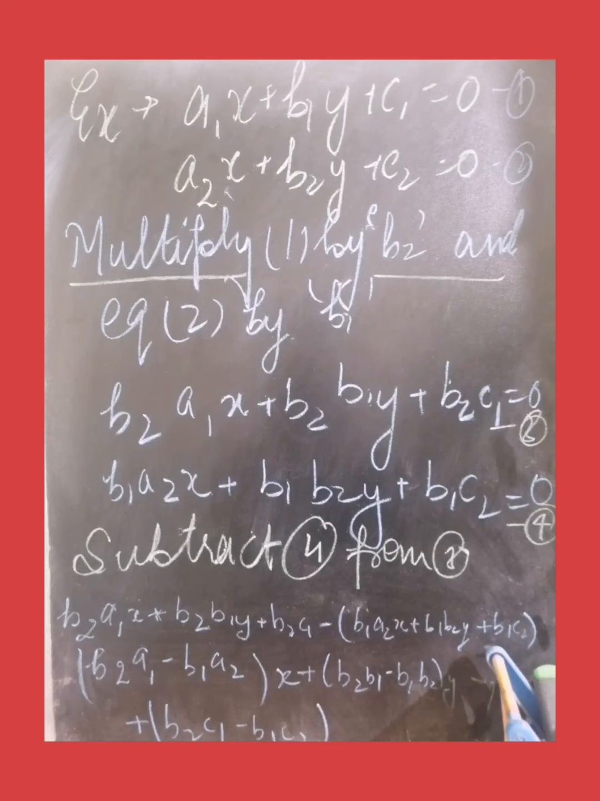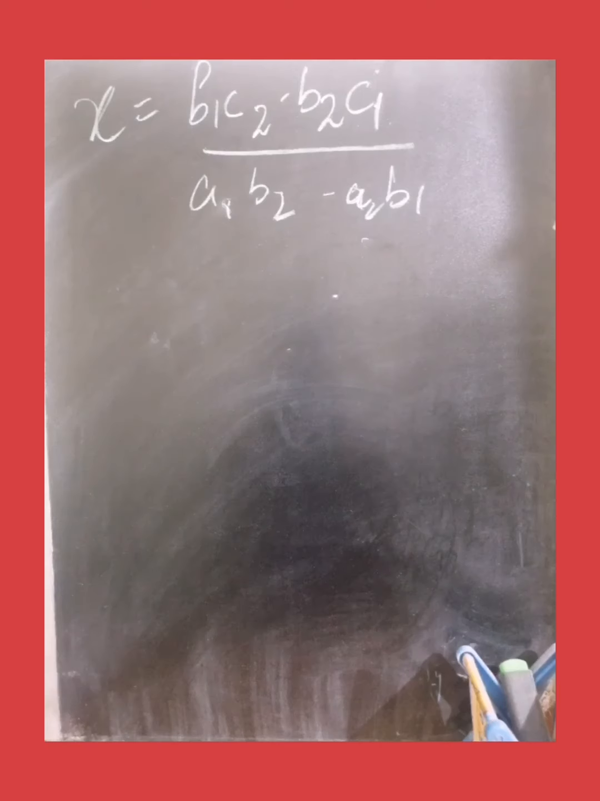Then after simplifying you will get (b2a1 - b1a2) common x + (b2b1 - b1b2) common y + (b2c1 - b1c2) common 1. After solving you will get the value of x = (b1c2 - b2c1) upon (a1b2 - a2b1).